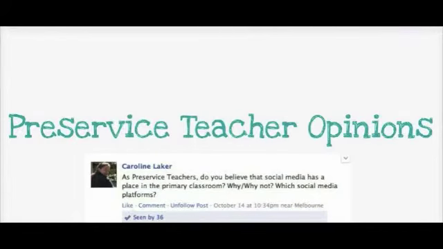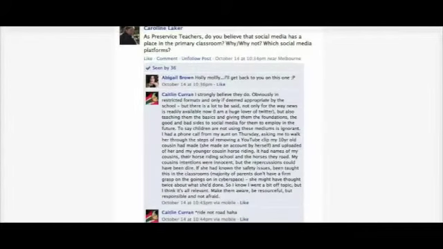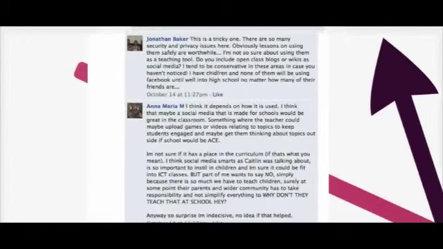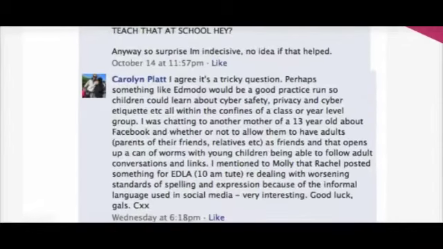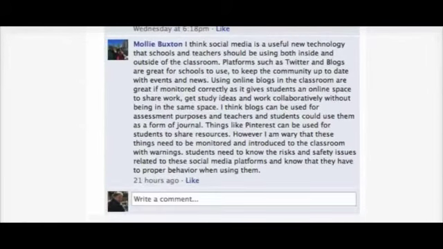Pre-service teacher opinions. We posted the question, do you believe that social media has a place in the primary classroom, to pre-service teachers via Facebook? And these are some of the responses. Most indicated that social media could be used in the classroom, but felt hesitant about implementing it.